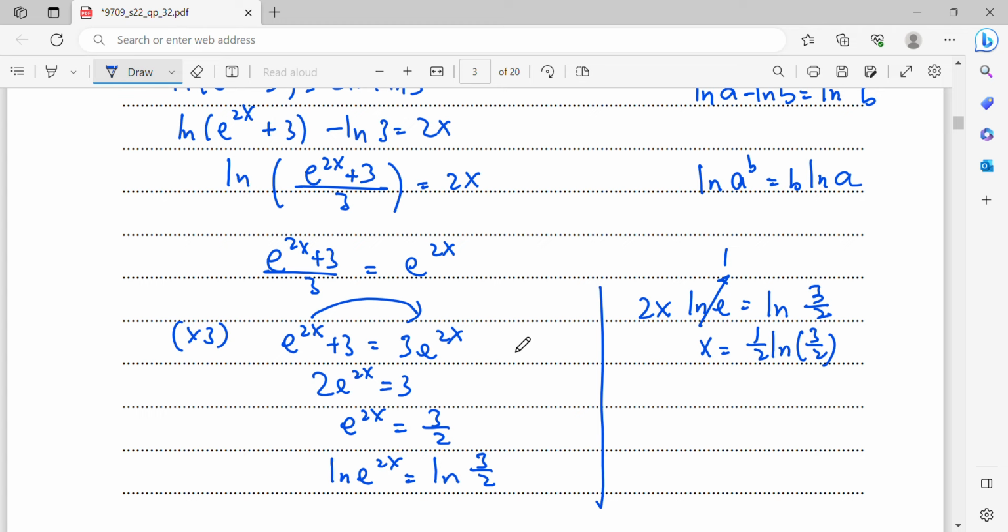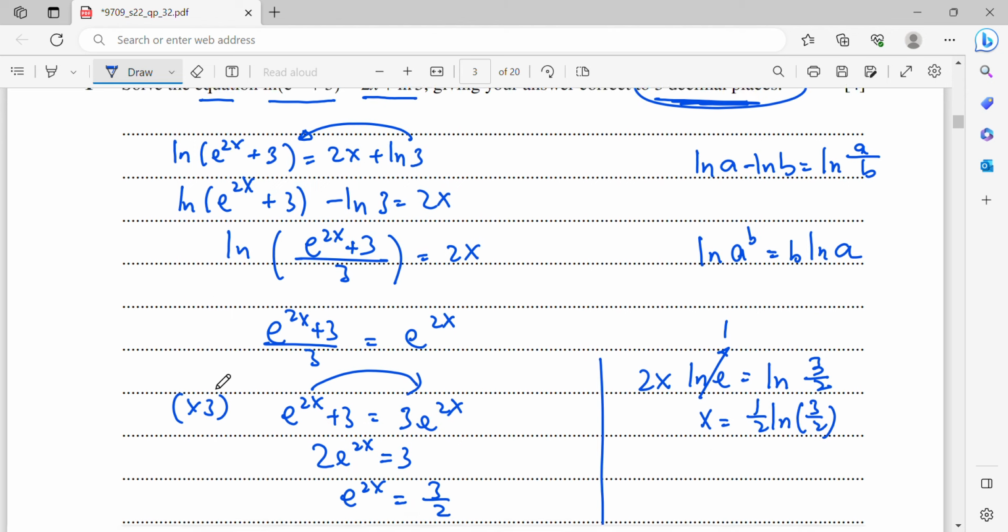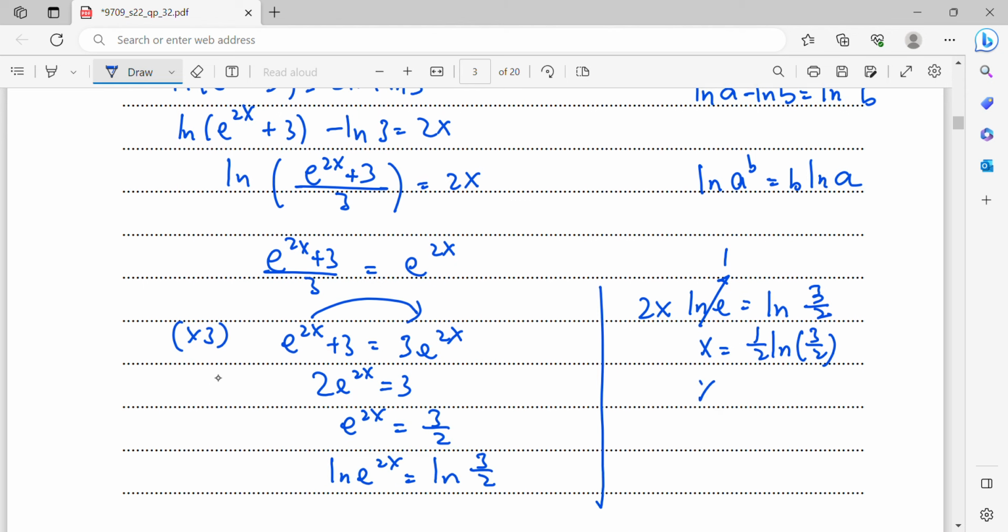Since the question is asking for 3 decimal places, now you use calculator. Therefore, your x will be 0.203. That's the solution for number 1.